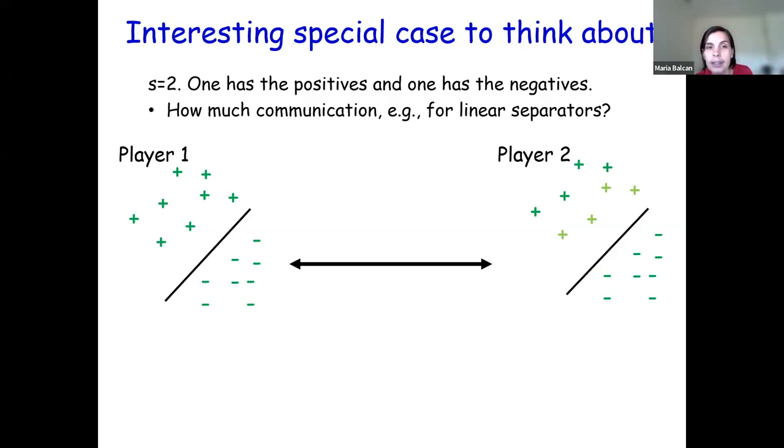That's why we need to communicate. We are not interested in finding classifiers that do well over the individual distributions, which would be trivial here. We really want to do well on the combined distribution. So that's an interesting example to keep in mind.